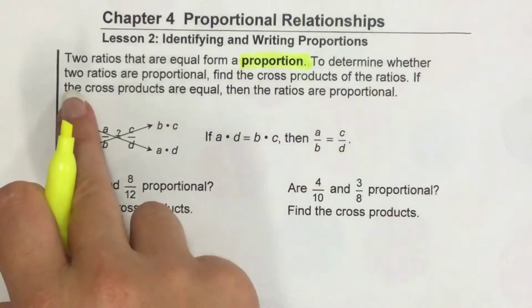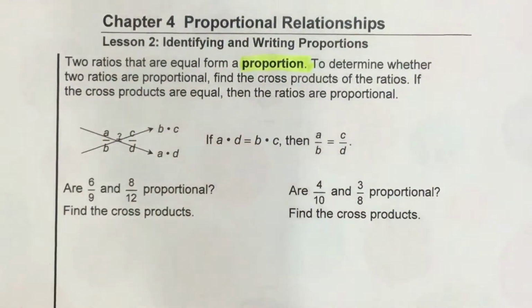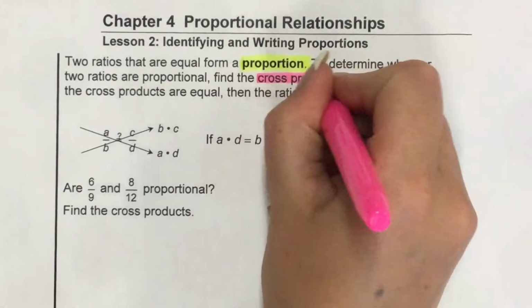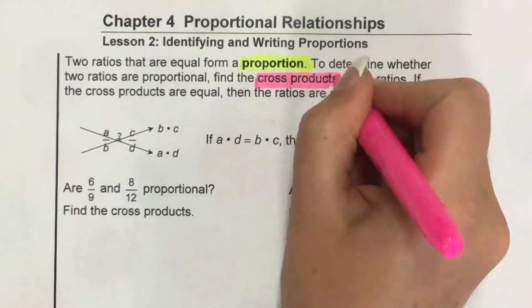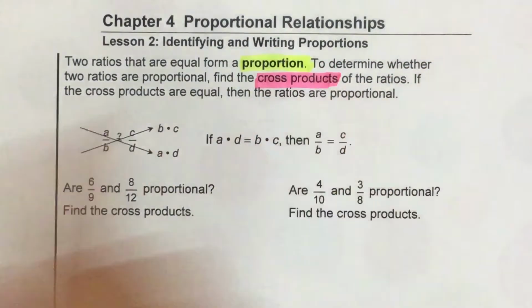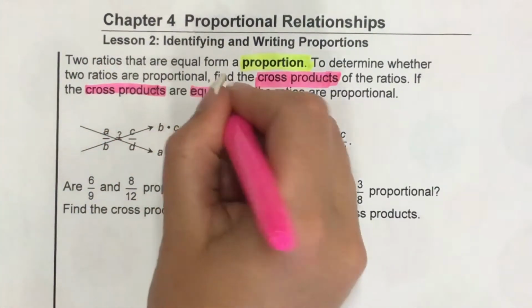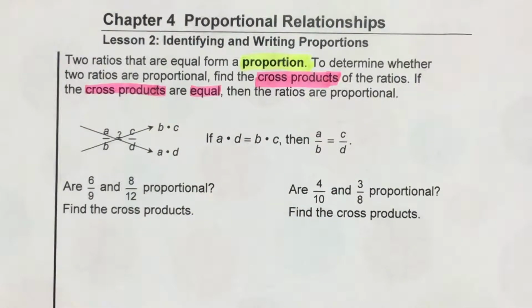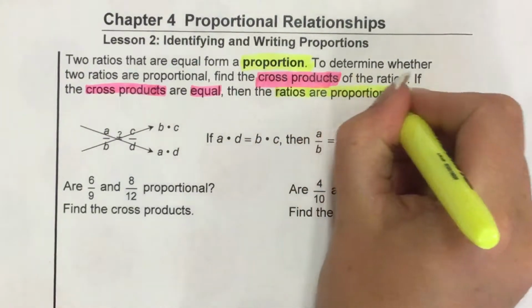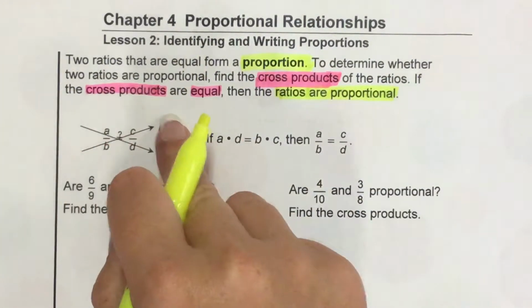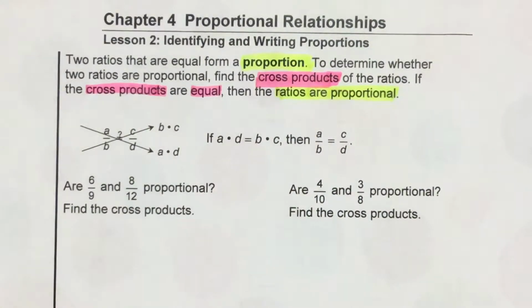To determine whether two ratios are proportional, we find the cross products of the ratios. That's kind of a new term, so we're going to figure out what that means. If the cross products are equal, then the ratios are proportional. So if the cross products are equal, then the ratios are proportional. Let's go ahead and talk about what cross products are.